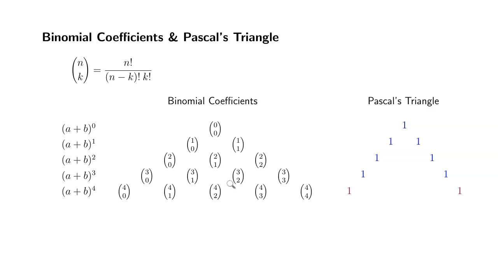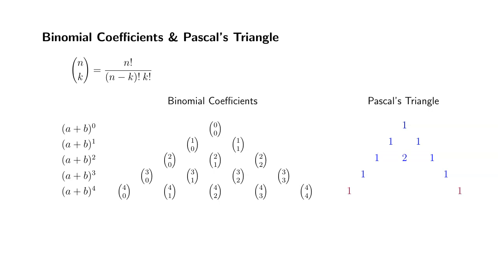So I'm going to use this property to complete the Pascal's triangle. First, choosing nothing, there's only one way, so you have a bunch of ones here. Choosing everything, there's only one way, so we put a bunch of ones there. Then if you do 1 plus 1, we know that 1 plus 1 is 2, so we know that the 2 goes there.